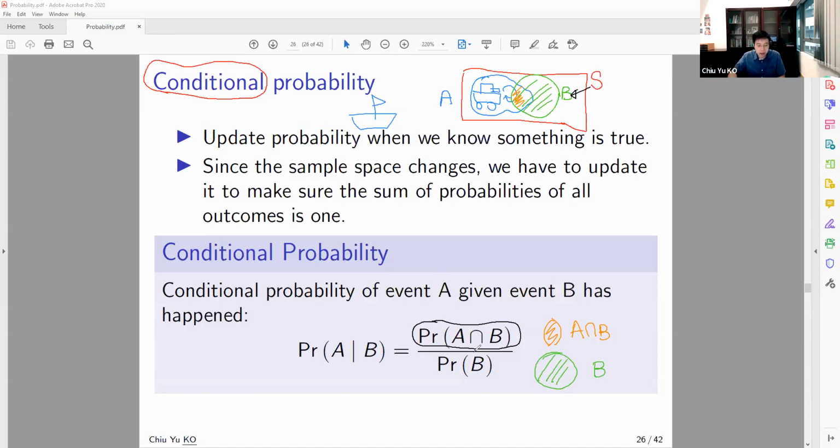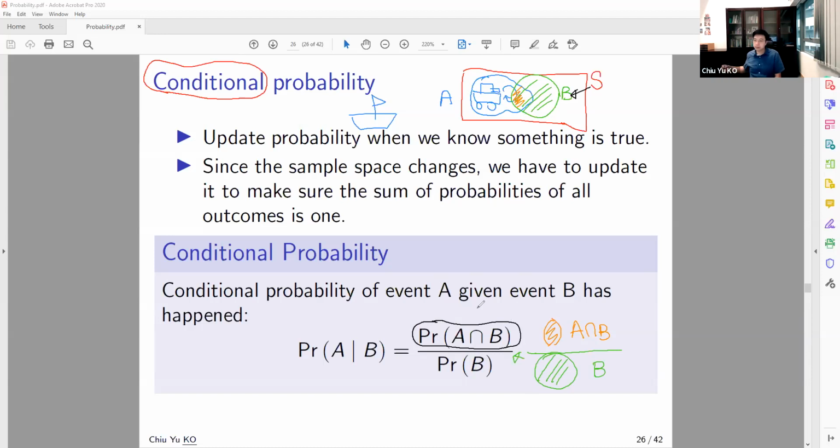So why do you divide by B? Because now you want this thing to be between 0 and 1. So you divide it by probability B, okay? So the probability that the tank is hit is the green area in the denominator, right? The numerator will be the orange area, okay? So this gives you the intuition why this is correct, okay?